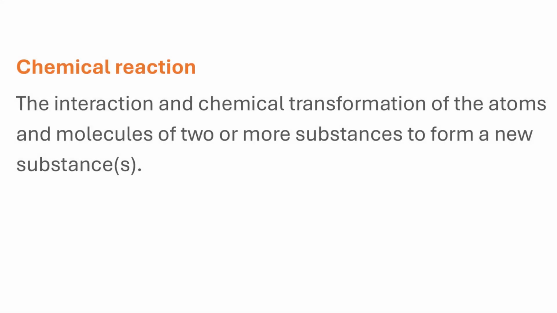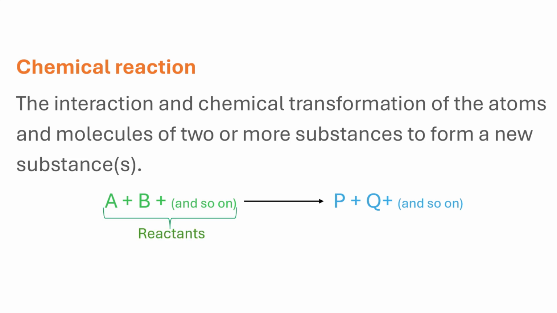A chemical reaction can be defined simply as the interaction and chemical transformation of the atoms and molecules of usually two or more substances to form a new substance or substances. The substances that take part in a chemical reaction are known as the reactants, while the new substances formed after a chemical reaction has occurred are known as the products.